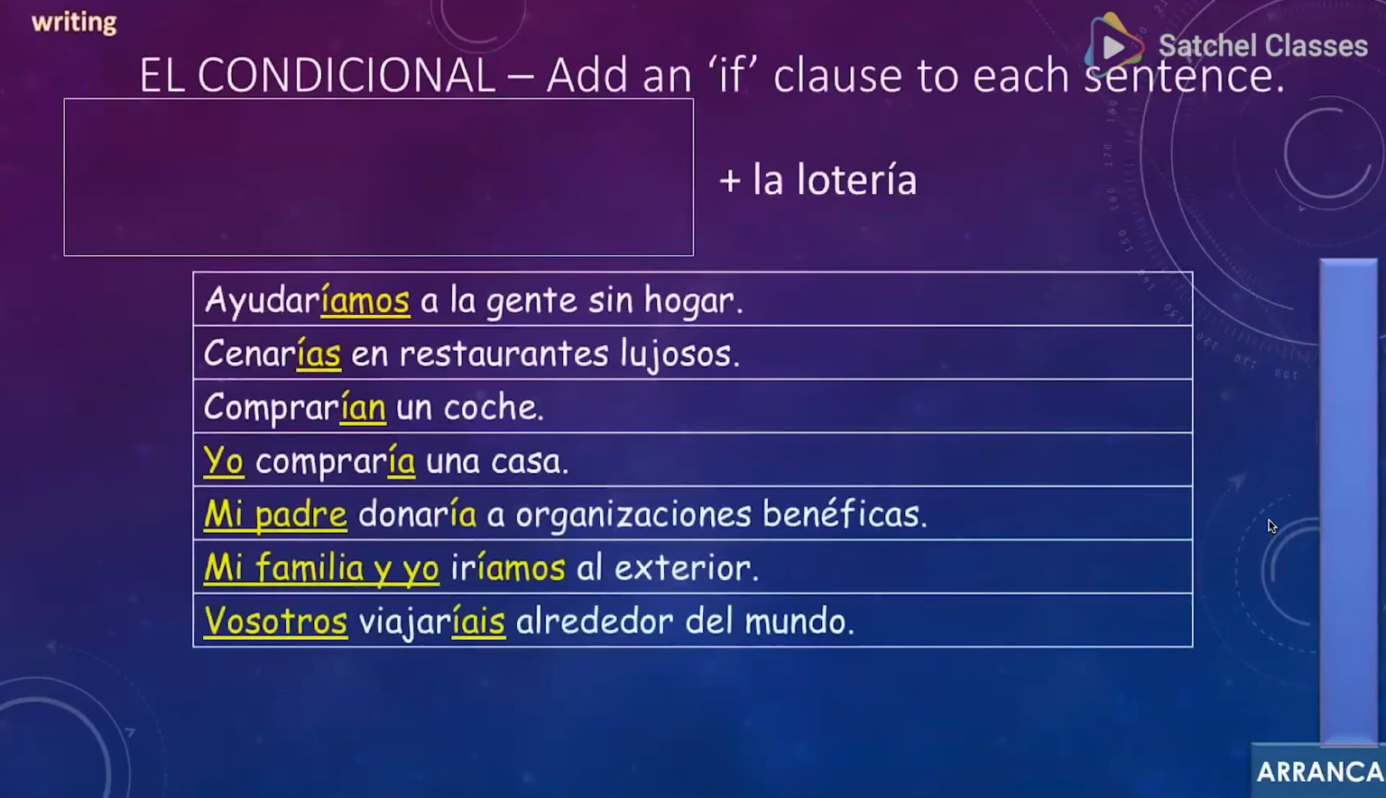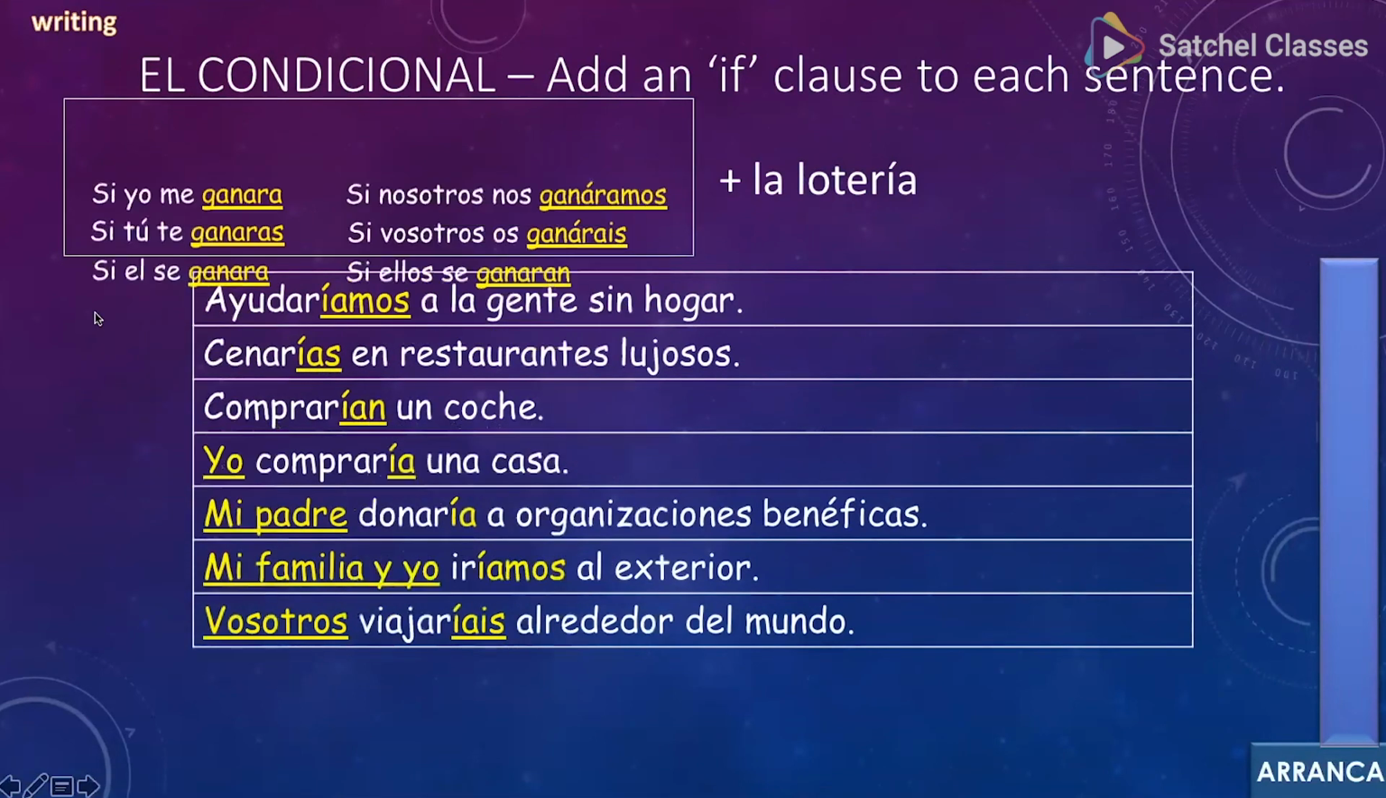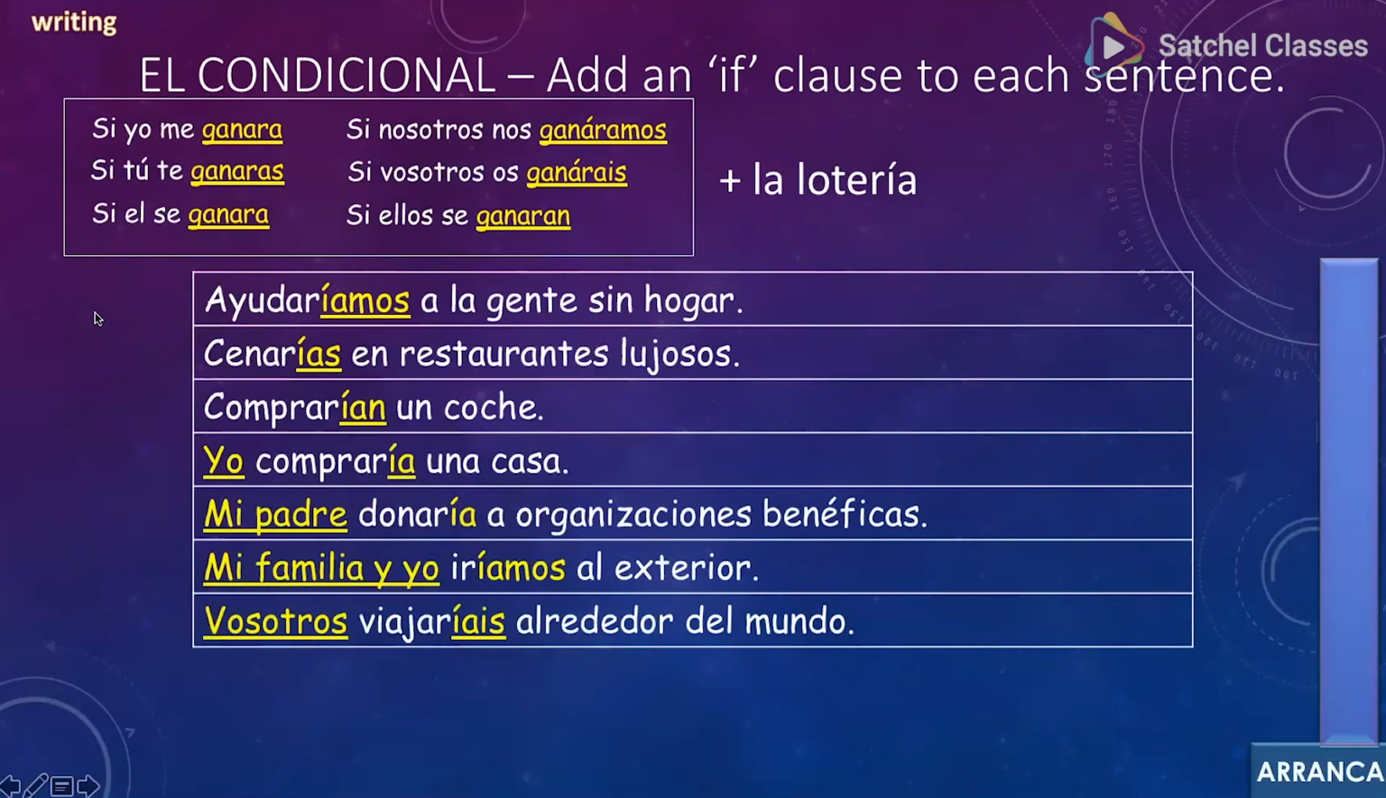Now then, the next activity is going to be really tricky. We need to write, and we are going to use a conditional, and we are going to add any of these clauses, depending on the sentence. And we are going to add la lotería to that sentence. In other words, we are going to say, for instance, si yo me ganara la lotería, and then we need to add the ending. However, be very careful, because the ending is going to tell you which type of if clause you need in order to make a correct logical sentence. Off you go.